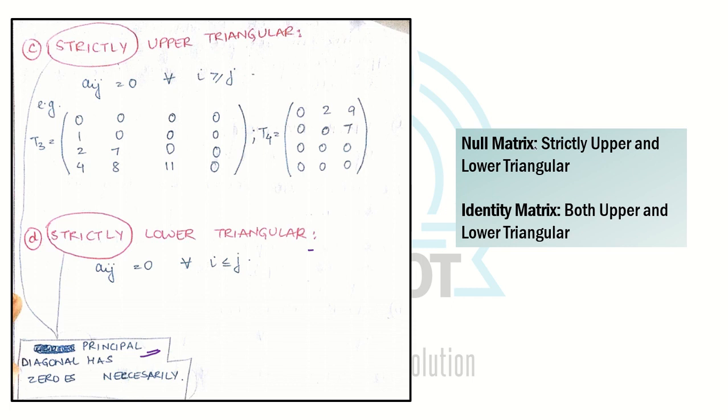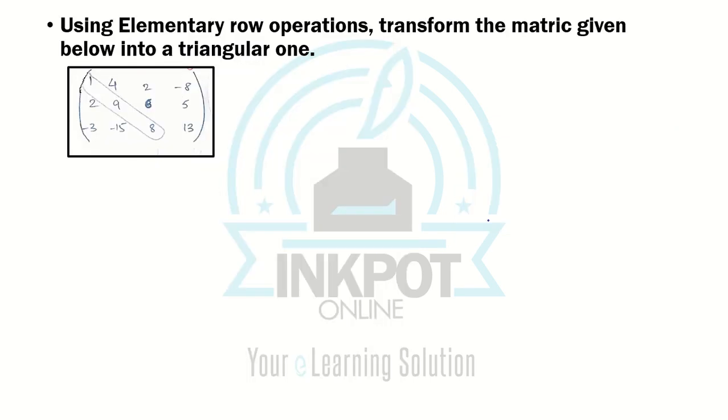Okay. Now, again, just to give you a little bit of trivia, sometimes it is asked as a 1 marker in the exam, where you are asked, what about the null matrix? So the null matrix is actually both strictly upper triangular and strictly lower triangular, because it's all zeros essentially. The identity matrix, on the other hand, is upper and lower triangular. However, there's no strictly here, because clearly the diagonal is the non-zero part of the matrix.